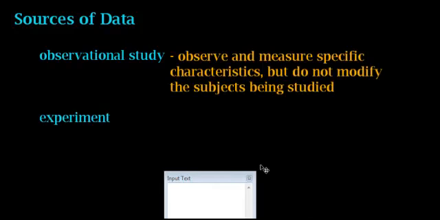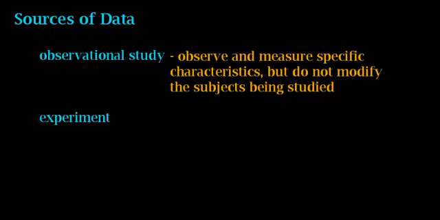Data for statistical research is usually collected from two different sources: observational studies and experiments. In an observational study, we observe and measure specific characteristics, but we do not modify the subjects being studied.